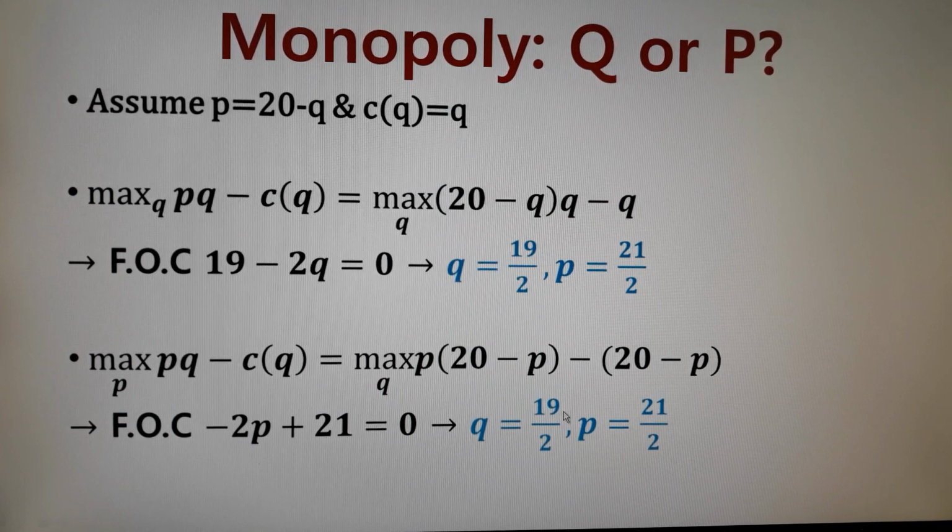Same thing. So in monopoly, we wasted our time agonizing whether the monopoly company should choose Q or P, because it doesn't matter. In the monopoly case, whether the company maximizes with Q or with P, the results are always the same. So when you are maximizing the monopoly company's profit, don't bother yourself. Just choose whatever you want. Q or P, they are all the same.